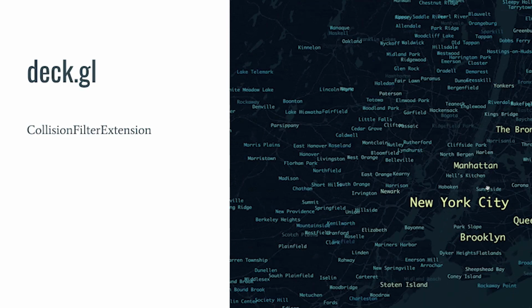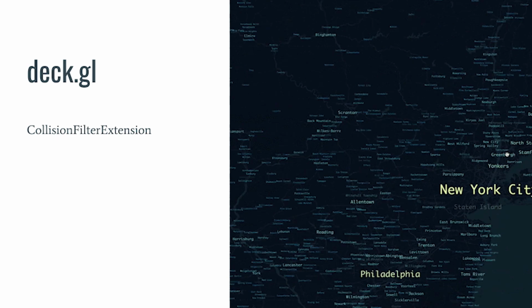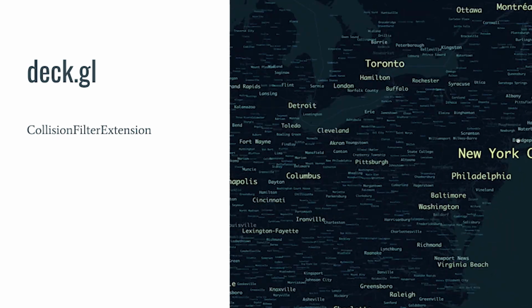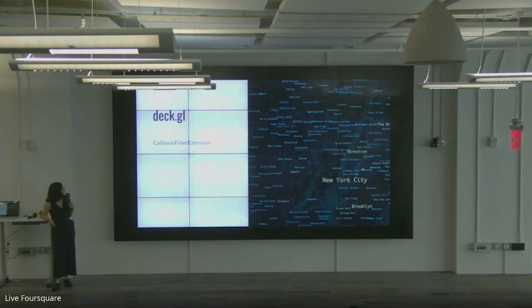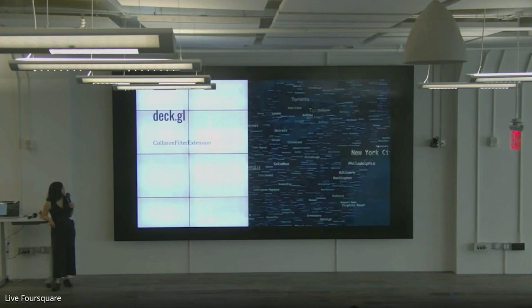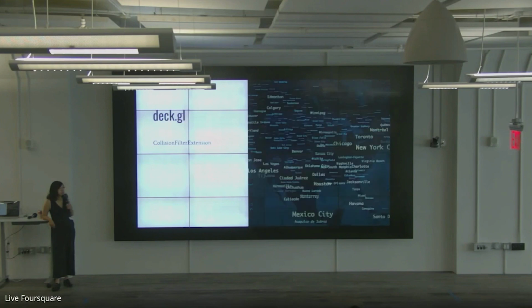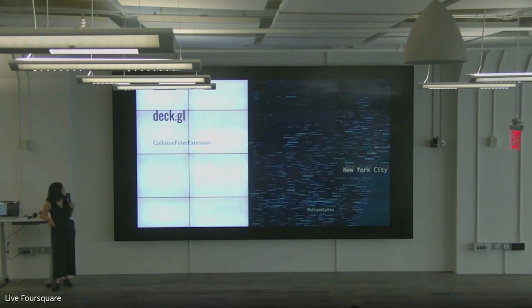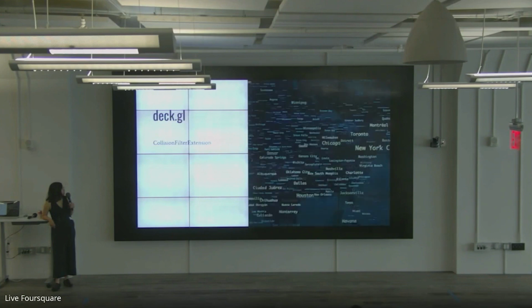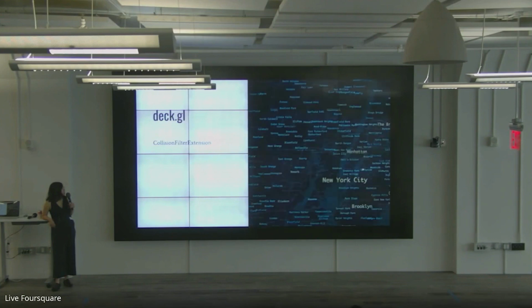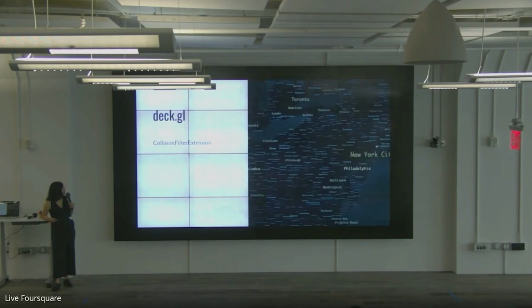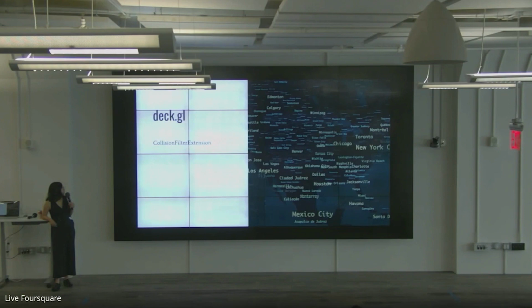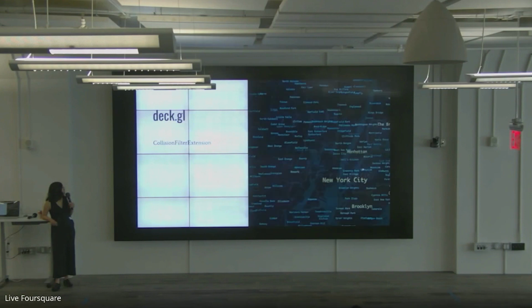Another new addition is the collision filter extension. This is a GPU-based filter where it dynamically looks at whether data objects overlap on screen and shows and hides them accordingly. So here is our text layer example. You can see as the user zooms in and out, it picks the right number of labels to show to maintain the best readability.